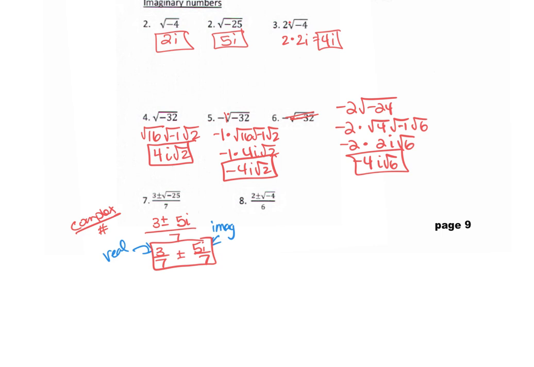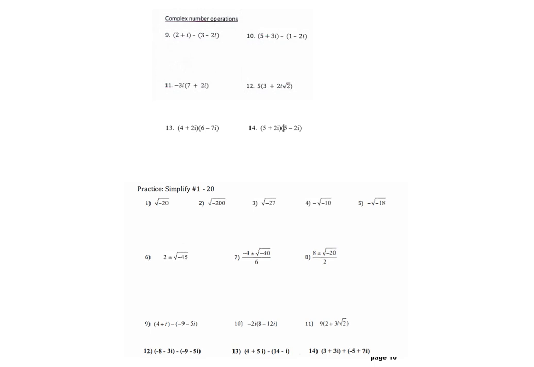So let's check that out over here. So I get 2 plus or minus 2i over 6. So in this one, remember it's 2 over 6 plus or minus 2i over 6. So that gives me 1/3 plus or minus i over 3. You could say 1i if you like. It's fine. Okay, so let's take a look at the next page at the top here.